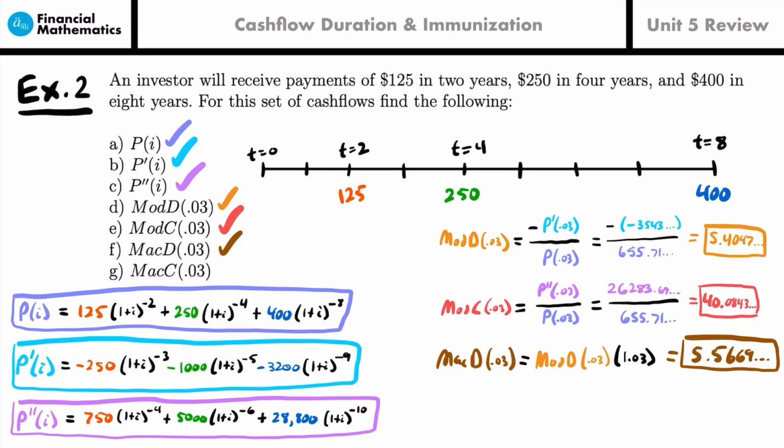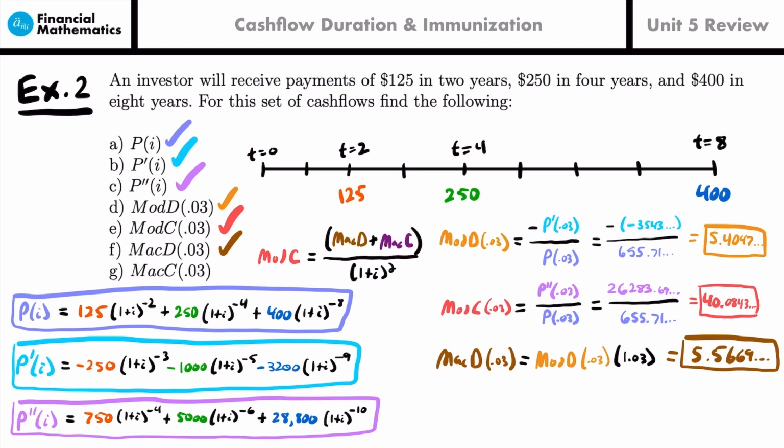All right, in particular, this is what I'm talking about. Remember that a modified convexity is equal to a Macaulay duration plus a Macaulay convexity multiplied by present value factor squared, which would be the same as dividing by 1 plus i squared. Okay, so this is one way that you can calculate a modified convexity, but that's not what we want to find here. We already found the modified convexity. What we want to find is the Macaulay convexity, which is this value right here.